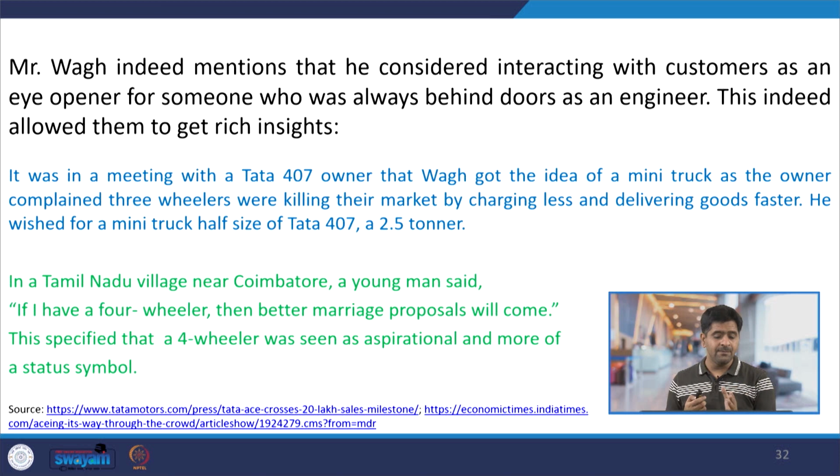Now, it was in a meeting with a Tata 407 owner that Wagh got the idea of a mini truck. As the owner complained, three-wheelers were killing their market by charging less and delivering goods faster. He wished for a mini truck half the size of the Tata 407, kind of a 2.5 tonner. Likewise, in interacting with one of the customers, a young man in Tamil Nadu, in a village near Coimbatore, he said, if I have a four-wheeler, then better marriage proposals will come. This indeed specified that a four-wheeler was seen as aspirational and more of a status symbol.